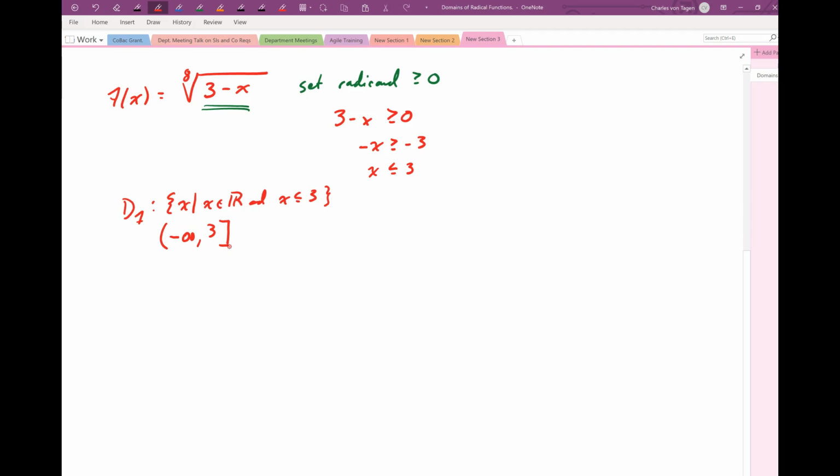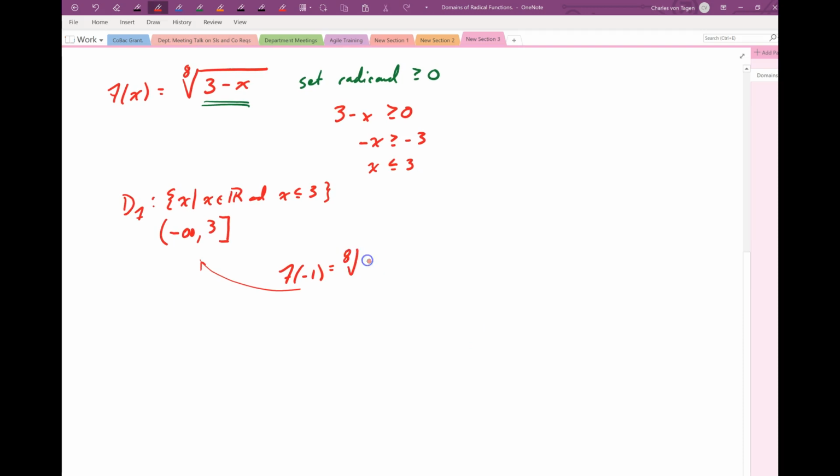Okay. So don't be alarmed here. There is nothing that says I can't plug, for instance, negative 1 into this function. If I asked you, what is f of negative 1? Well, negative 1 is inside the domain, so this better be defined. And sure enough, it is, because this would ask us for the 8th root of 3 minus negative 1, which is equal to the 8th root of 4, and we could go ahead and compute that.